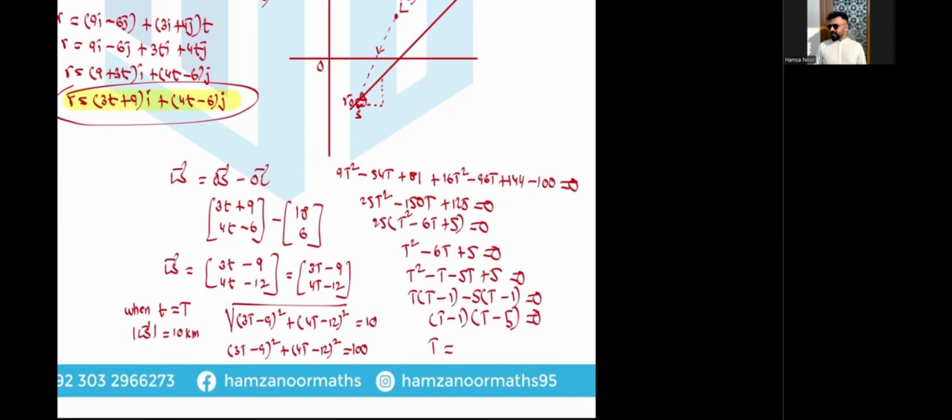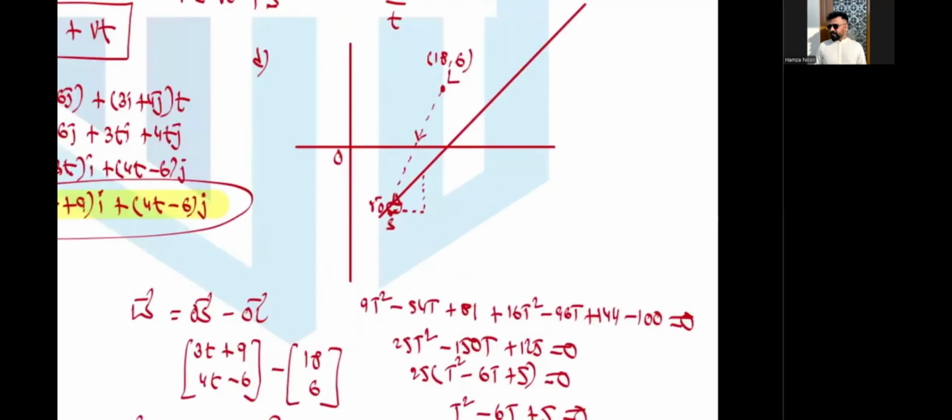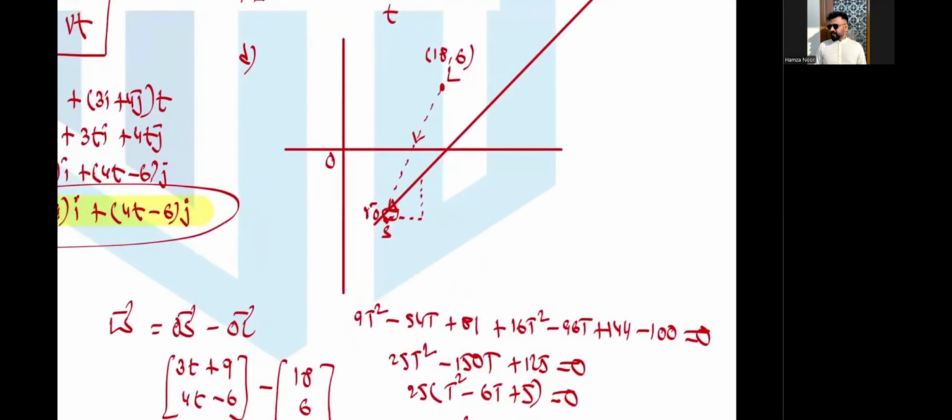Therefore, the possible values of t are t equals 1 and t equals 5. This is supposed to be your answer. So this means that when t equals 1, when the time is 1 hour, the ship is, let's say, somewhere over here, and the distance between the lighthouse and the ship is as given to you in the question.